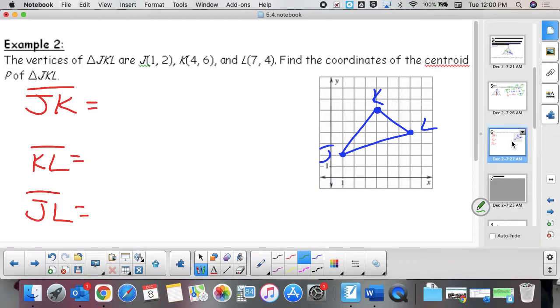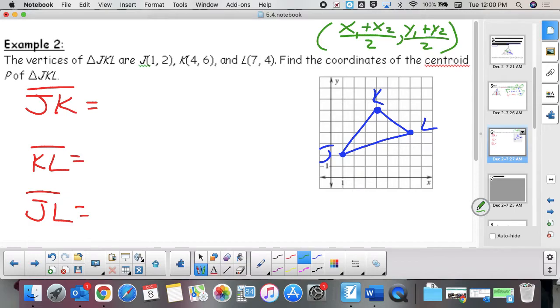So I plot my points. Now your medians are how you find your centroid. A median goes from a vertex to the midpoint of the opposite side. So the very first thing I have to do then is find my midpoints. Remember, a midpoint is x1 plus x2 divided by 2, y1 plus y2 divided by 2.